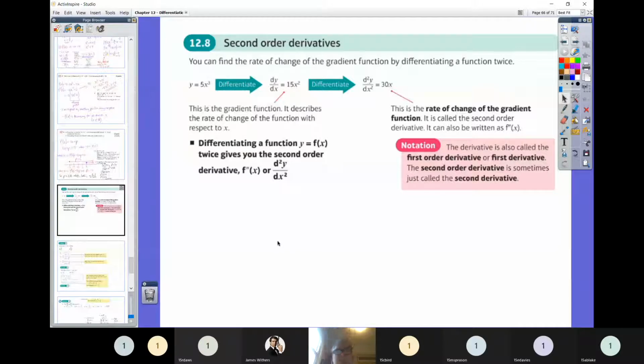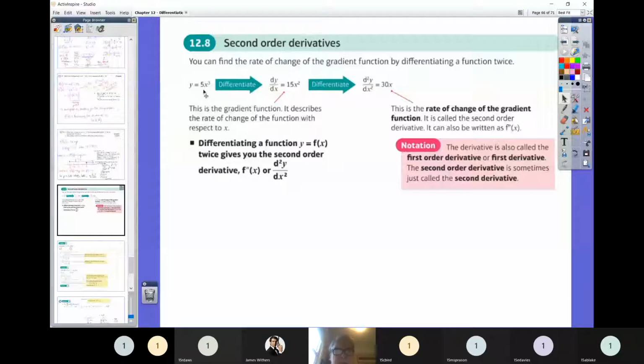This 12.8 second order derivatives is all we'll be doing. I did it with my fifth form further maths kids yesterday, so it depends on those of you how far you got with the further maths syllabus before lockdown. But anyway, it's ever so straightforward. So just look at the little example.